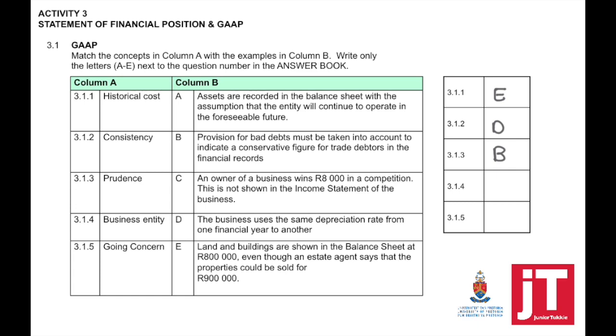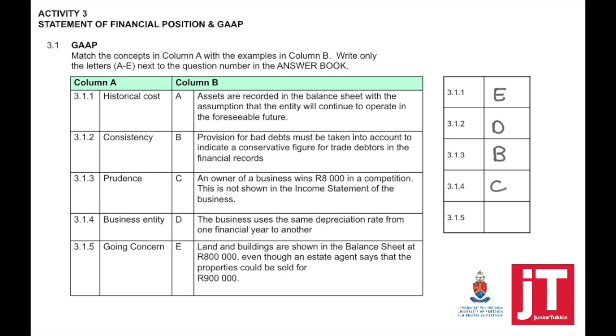Business entity. The owner's personal finances must be kept separate from the business. This will be number C. The owner of a business wins 8,000 in a competition. This is not shown in the income statement of the business because it is his own personal winnings.